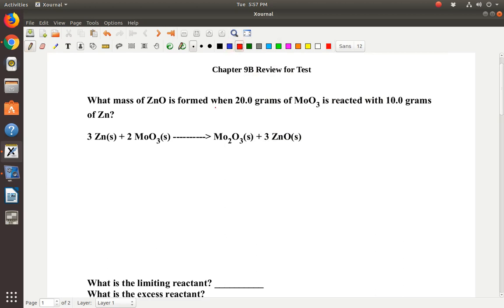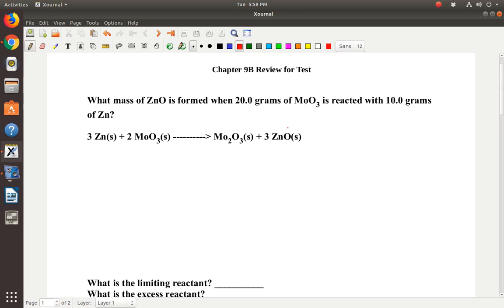So here I put up a question. I'm going to try to review all the major math that you need to do here. The question is, what mass of zinc oxide is formed when 20 grams of MoO3, molybdenum oxide I guess, is reacted with 10 grams of zinc?